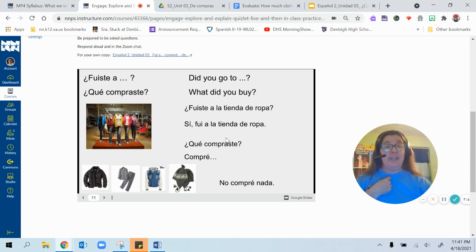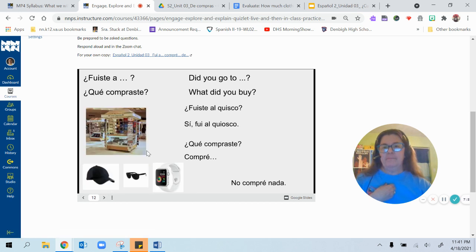Sí, fui a la tienda de ropa. Now ask me this. Oh, compré un pijama. Got the idea? I'm going to ask you if you went to the kiosk. You're going to tell me yes. I'm going to ask you what you bought, and you're going to tell me you bought something.